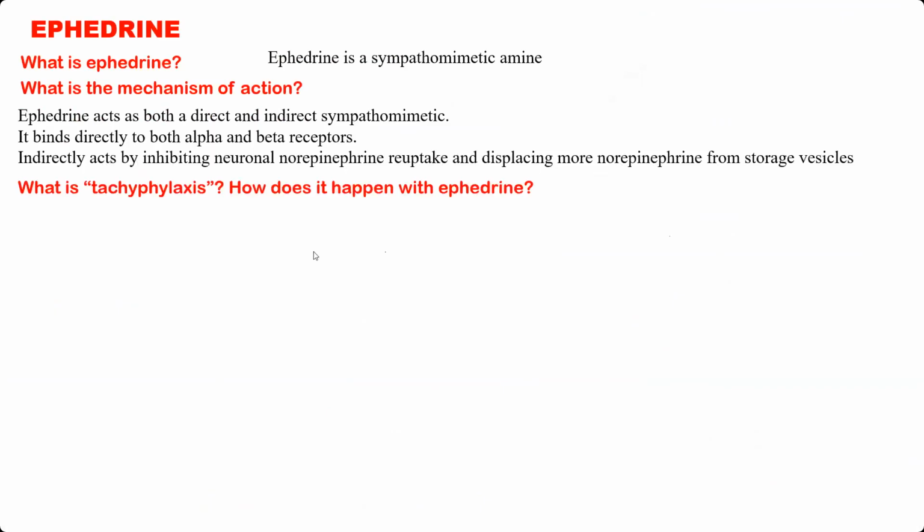What is tachyphylaxis and how does it happen with ephedrine? Sir, tachyphylaxis is desensitization of the receptor due to repeated doses of ephedrine. Very good. This can be reversed only when the new receptor is synthesized. So what is the mechanism? How does it happen? Because the storage of norepinephrine is exhausted. Decreasing response to repeated doses is known as tachyphylaxis. That is a very simple way to remember it.